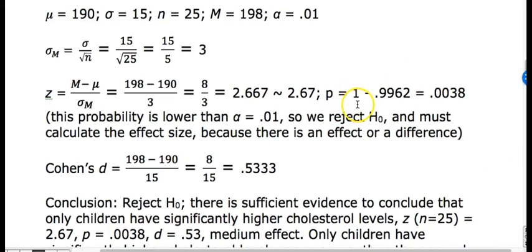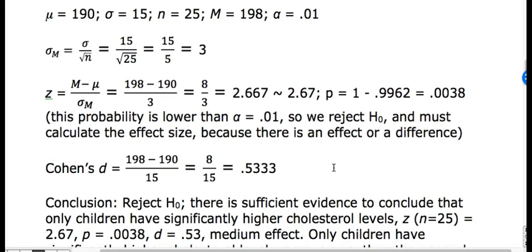So here's the Word document. Once again, 1 minus 0.9962, which gives us a probability of 0.0038. Now this probability is lower than alpha equal to 0.01. So our decision is to reject the null. And now we have to calculate the effect size because there is an effect or a significant difference here.